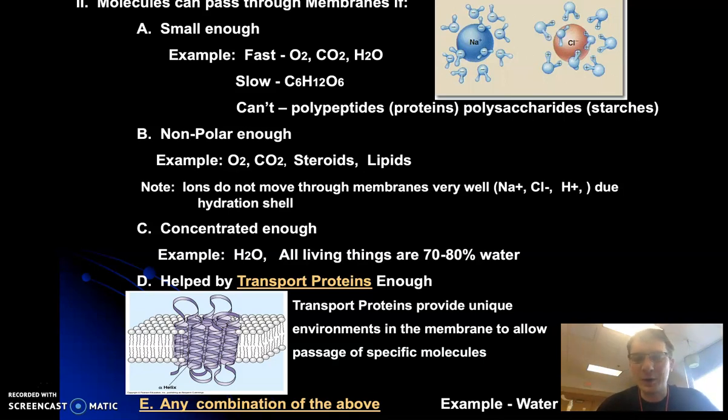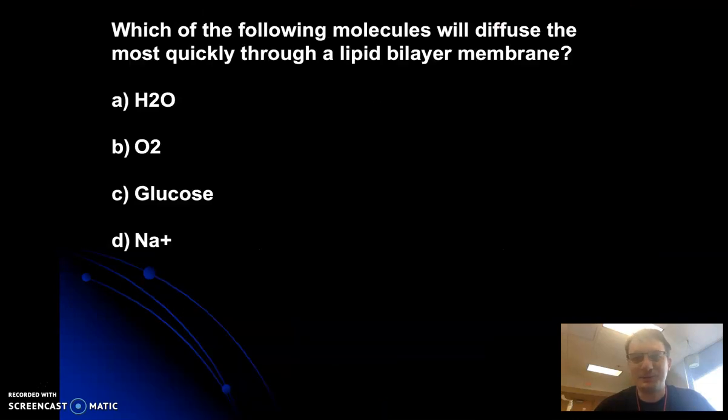So water will go slowly through the membrane, even though it's polar, because it's small and concentrated. But let's say you want a lot of water. Well, we have special proteins called aquaporins that allow a lot of water in and out depending upon the situation. You can have a protein as a backup in case you need to move a lot of water quickly. So water fits almost all these examples other than being nonpolar. Depending on whether you're small, nonpolar, concentrated, or have a protein, that helps you get through the membrane much more easily.